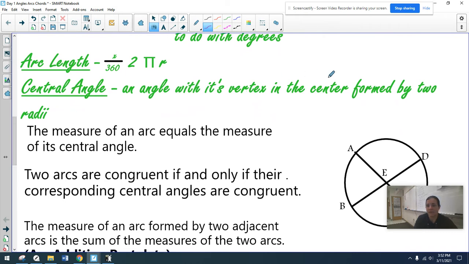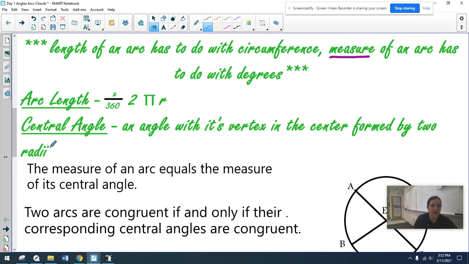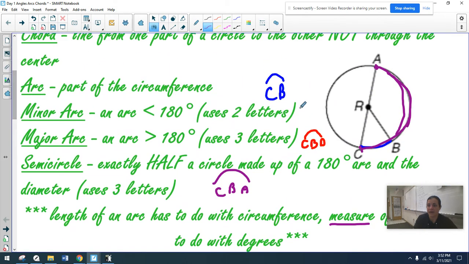So it's an angle where the vertex is in the middle and it's formed by 2 radii. That's a fancy way to say radius, but more than one. So if you're talking about a central angle, it could be this one right here, angle CRB. So the sides are made of this radius and this radius. So it's made of 2 radii, and the vertex is right in the center of the circle. So we're going to use that a lot today.